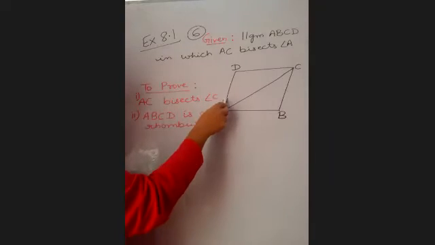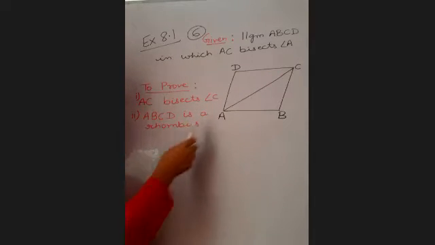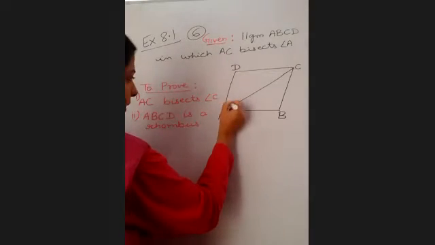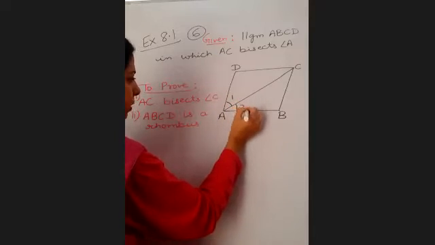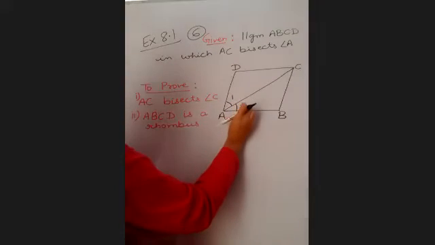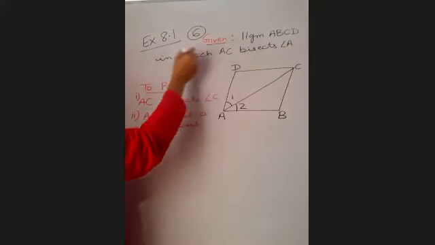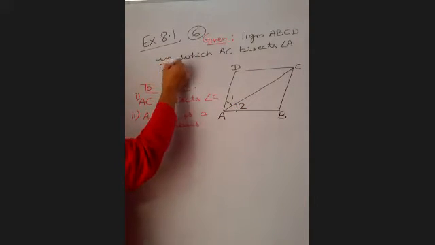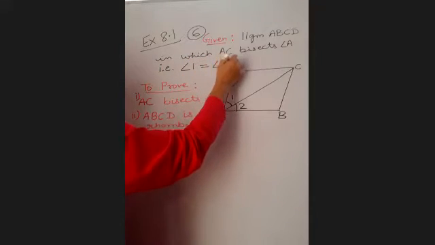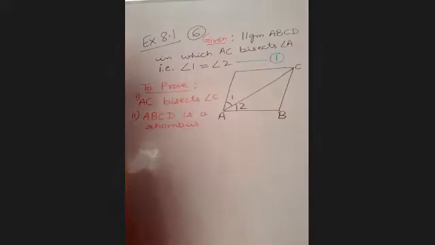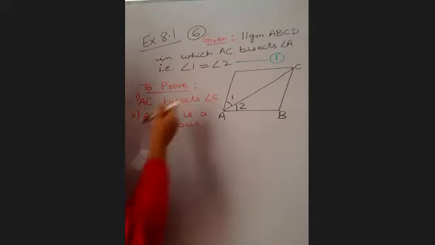this AC bisects angle A. So now when AC is bisecting angle A, does it mean, children, that angle 1 is equal to angle 2? Yes, ma'am. It means angle 1 is equal to angle 2. So I'm writing, AC bisects angle A, that is angle 1 is equal to angle 2. This is the conclusion, right? Let me mark this equation as 1. Are you with me, children, till here?